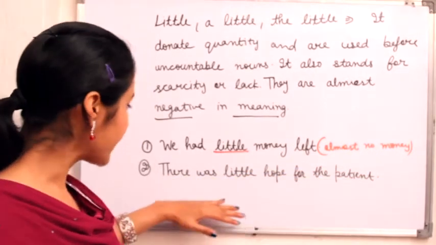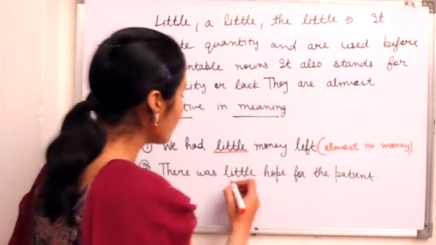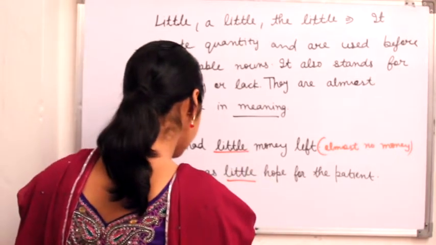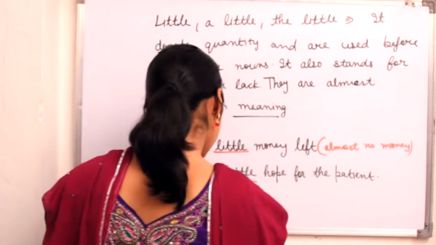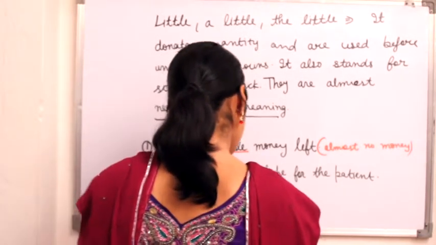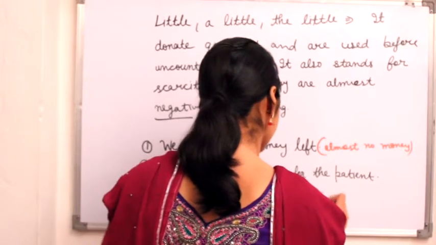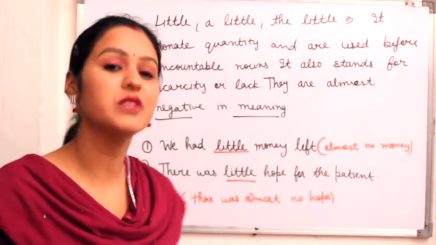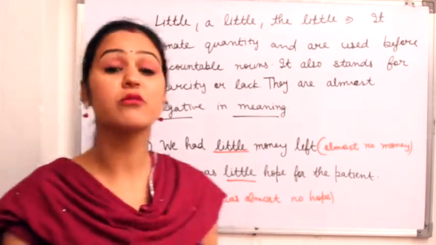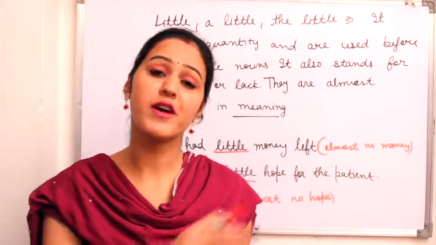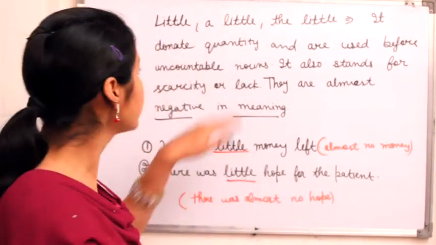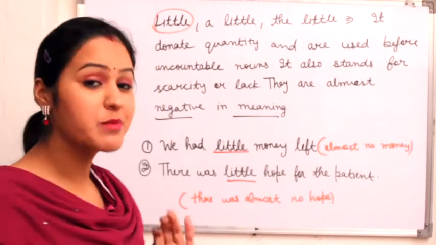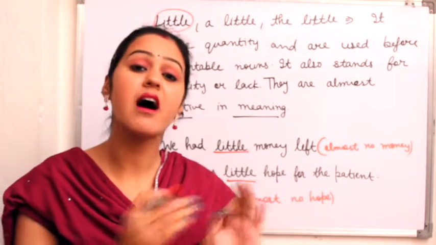In the second sentence I write, there was little hope for the patient. Here it also means that there was almost no hope for the patient. So whenever we are talking about almost no hope for anything, we have to use little. Right friends, now I explain why we utilize a little.